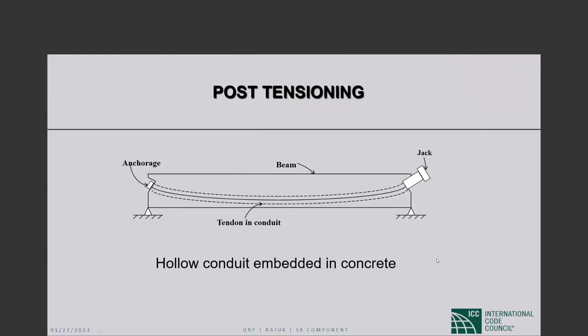So here is another artist's rendition of post-tensioning. Here is the concrete beam. Post-tensioning is typically done in the field. It's not done in the precast yard. So we have the anchorage here, and then we have the jack. So this is a variable tendon profile. It's noticeable that we have a parabolic profile of the tendon here. So we anchor it here and we jack it on the side. This is the conduit shown in dashed lines. After we apply this, the pre-stressing is applied onto the concrete. As a result, you can again have the camber in the midspan if you desire, and then the loads will be applied and the beam will react accordingly.